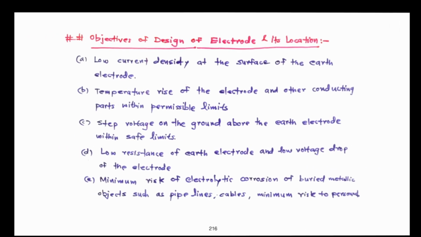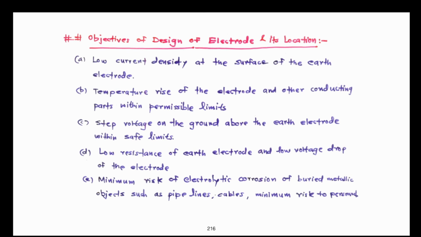So now we are going to check the objectives of design of the earth electrode and its location. Certain objectives are set. We know that earth return and earth electrode provide some advantages and some limitations. The limitations can be overcome by taking some remedial measures, right? Then what is the best design for the earth electrode? How to go about setting up the objectives of design of the electrode and its location, right?